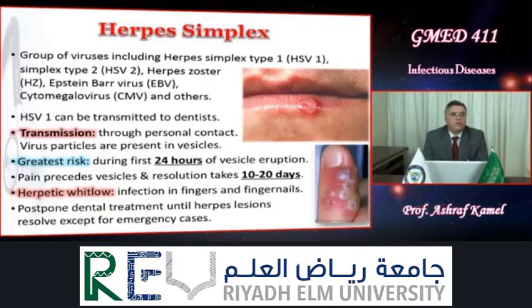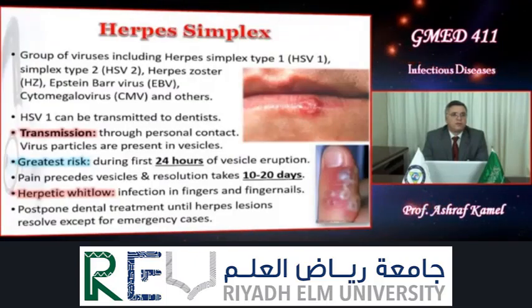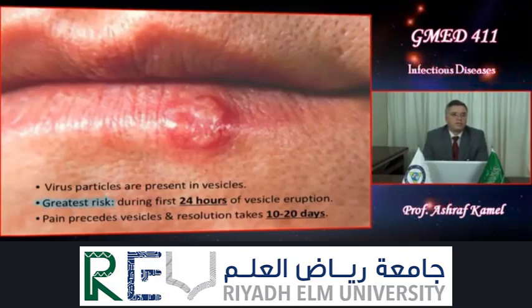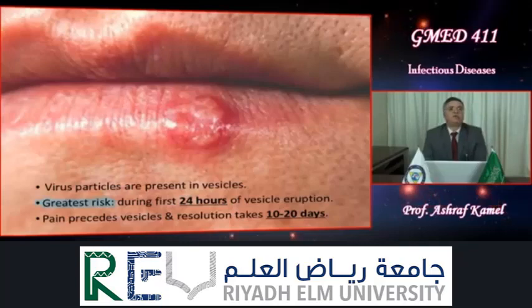Herpes simplex. Herpes viruses are a group of viruses including herpes simplex type 1, herpes simplex type 2, herpes zoster, Epstein-Barr, cytomegalovirus, and others. Herpes simplex virus type 1 can be transmitted to dentists. The transmission is through personal contact when there are vesicles present at the mucocutaneous junctions of the oral cavity. The virus particles are present in the vesicles, and the greatest risk is during the first 24 hours of vesicle eruption. Pain precedes the vesicles and the resolution takes between 10 to 20 days.